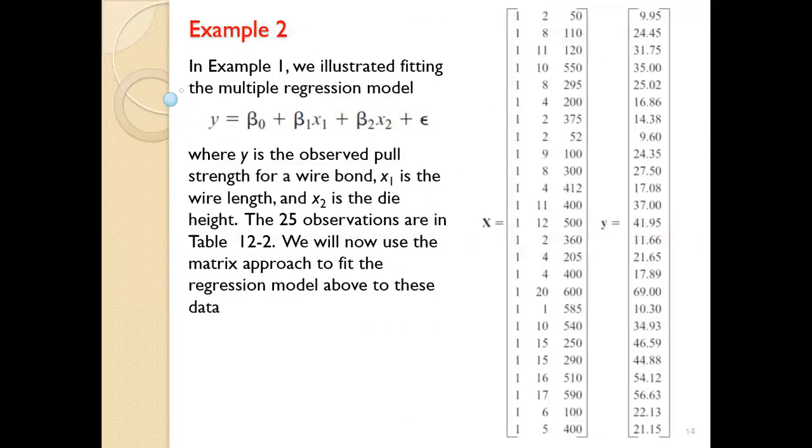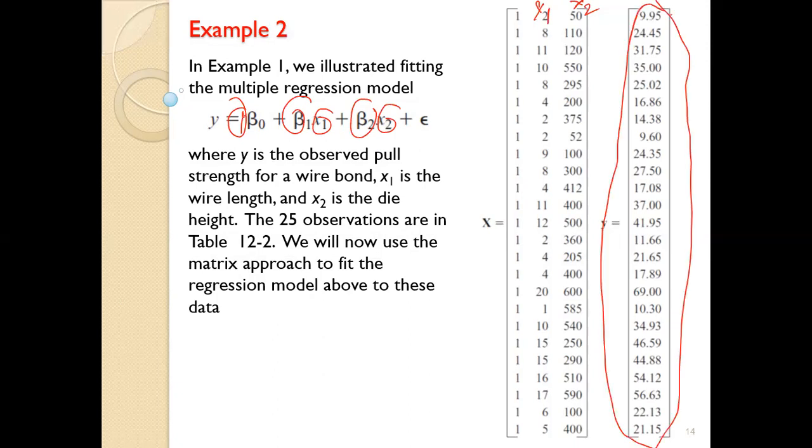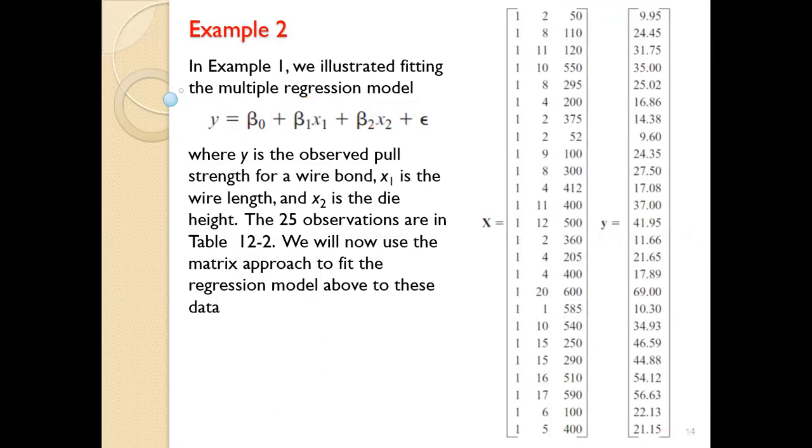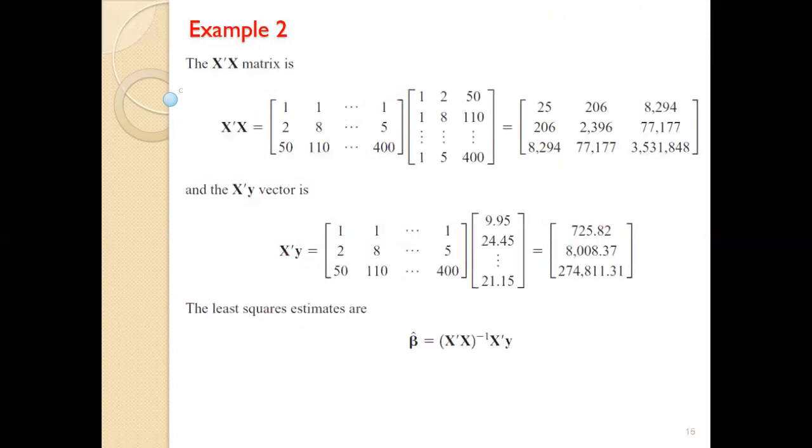For this case, you look at this: this is 1 multiplied by beta 0, this is x1 multiplied by beta 1, this is x2 multiplied by beta 2. Okay, matrix x: the first column is 1, the second column is x1, the third column is x2. And matrix y is the response y value. You know matrix x and matrix y, and then you can solve for beta by this.